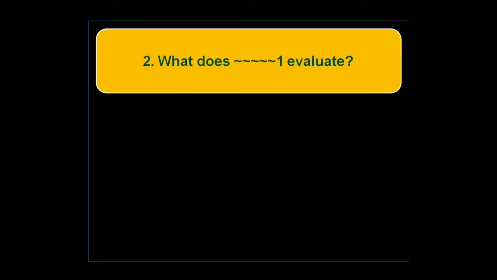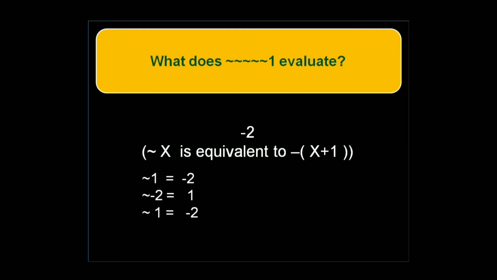What does tilde 5 times 1 evaluate to? And the answer to that is -2. In case you didn't get this, it's pretty simple. Have a quick look at this. So tilde of any x, that's any number, is pretty much equal to minus x plus 1. Now let's take tilde of 1. That will be minus 1 plus 1, that is -2.